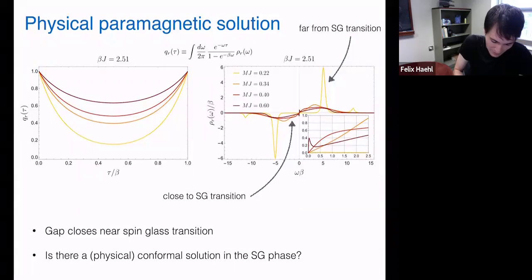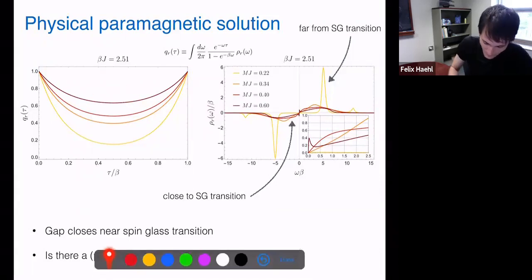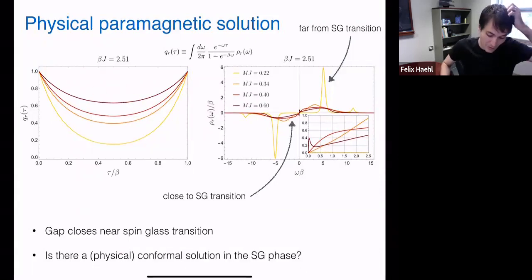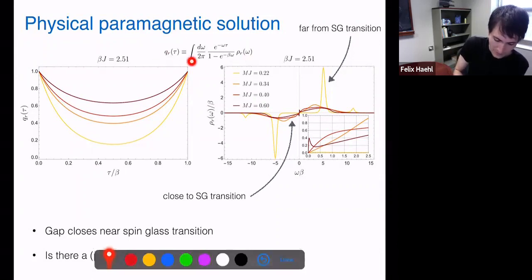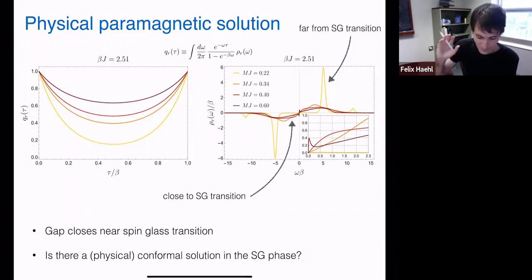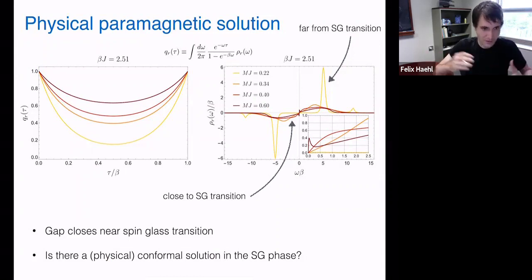So on the left, this is what the solution looks like, what the 2-point function looks like in Euclidean time, the Matsubara 2-point function. And you can also consider the spectral density via the usual relation. You can ask what's the spectral density corresponding to this 2-point function. And it has some interesting behavior, again, as a function of the various couplings in the model.